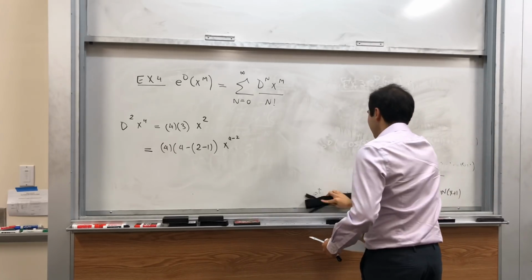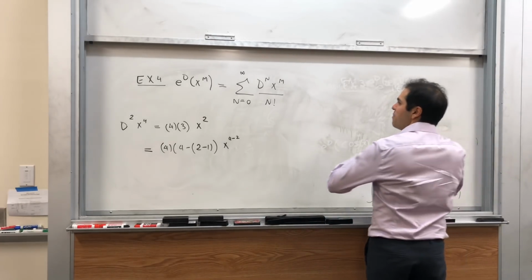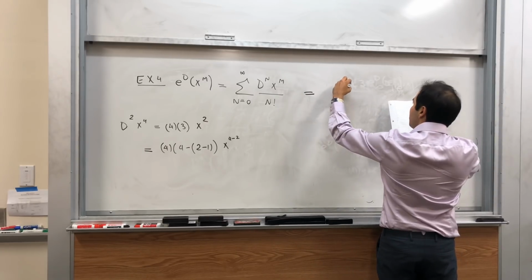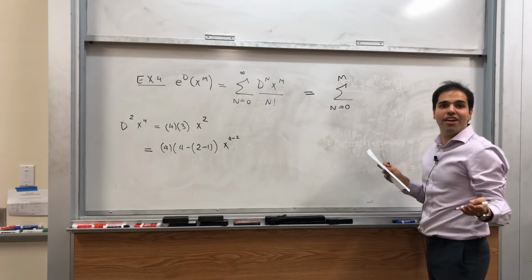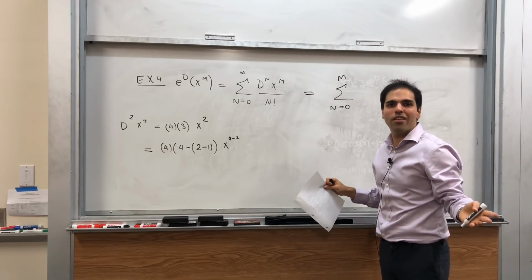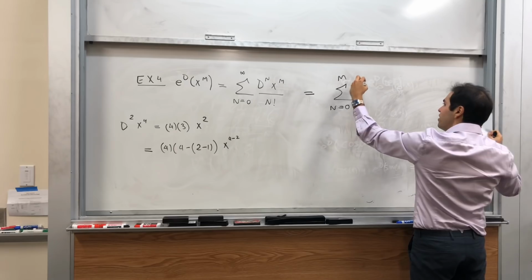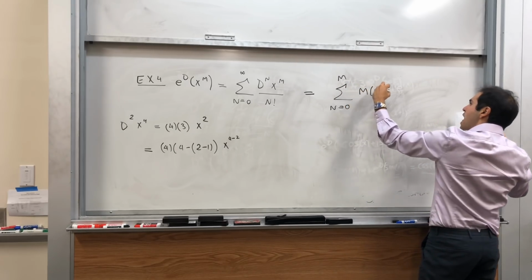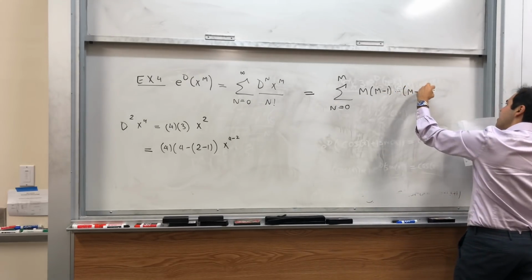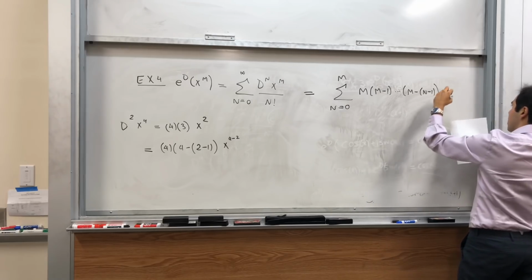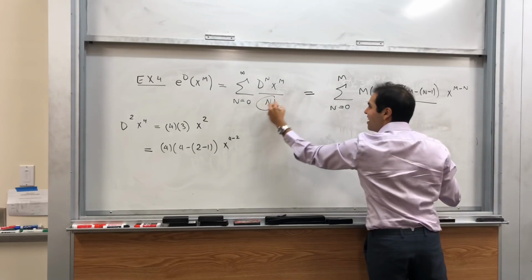So what happens here then is that we get a sum from 0 to m, because if you differentiate x to the 4th more than 4 times, you get 0. That's why the sum stops at m. You start with m, then m minus 1, dot dot dot, up to m minus n plus 1, times x to the m minus n. And remember, you still have to divide by this n factorial.